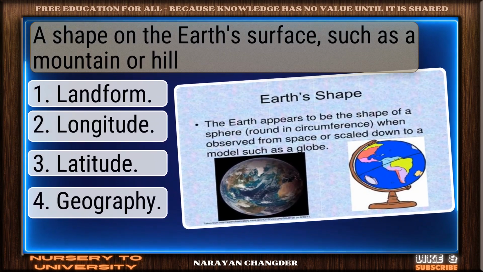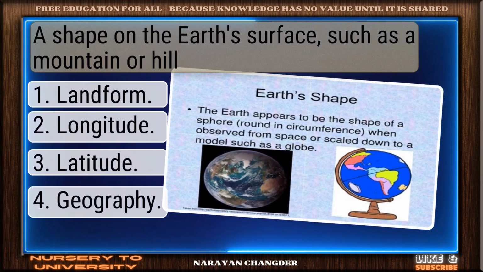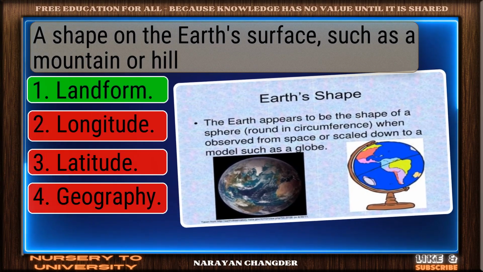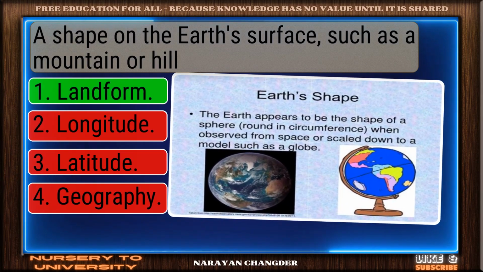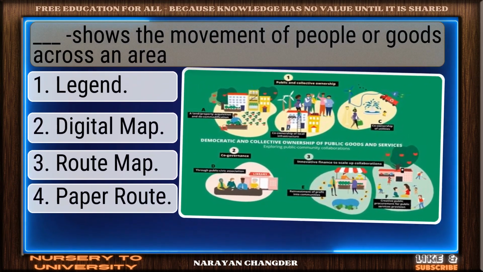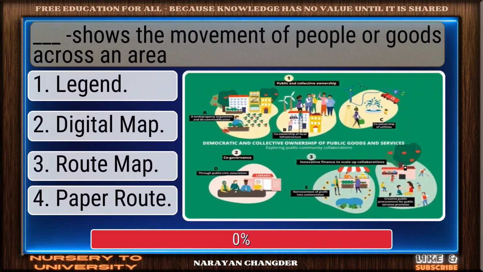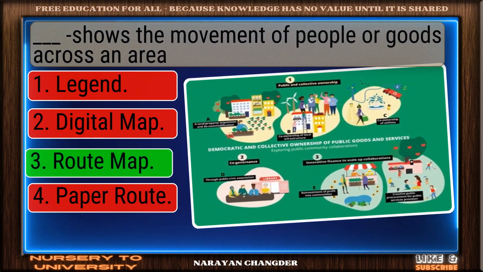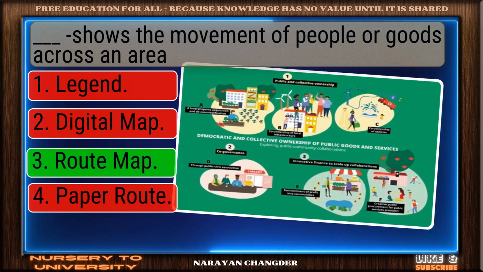A shape on the Earth's surface, such as a mountain or hill. Excellent. Landform is a brilliant choice. Dash shows the movement of people or goods across an area. On track. Road map is the correct answer.